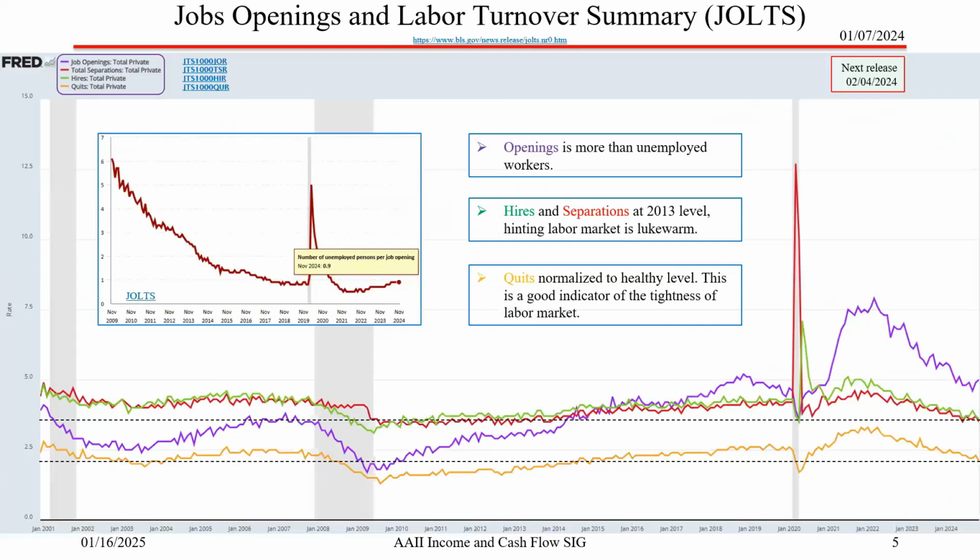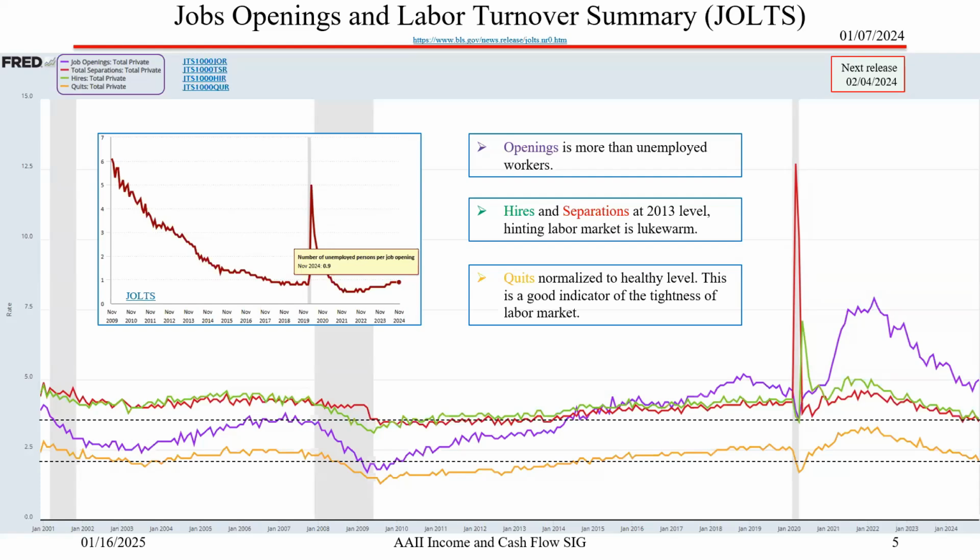Now, I think last week, on the 7th, we had the job openings report. The important thing here is, if you look at the small diagram inserted in the middle of the chart, it shows the number of unemployed persons per job opening. For every job opening, we have less than 1 person applying. That means there are more jobs around. You can interpret it that way.